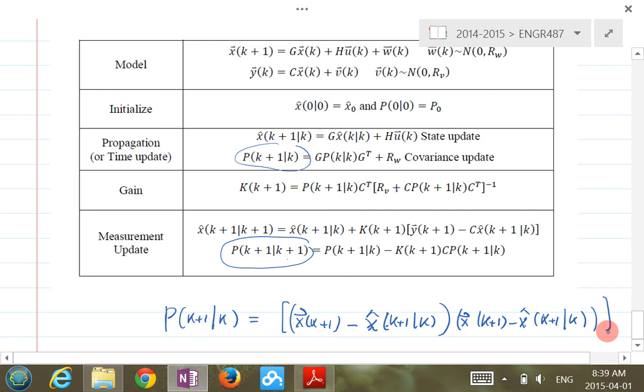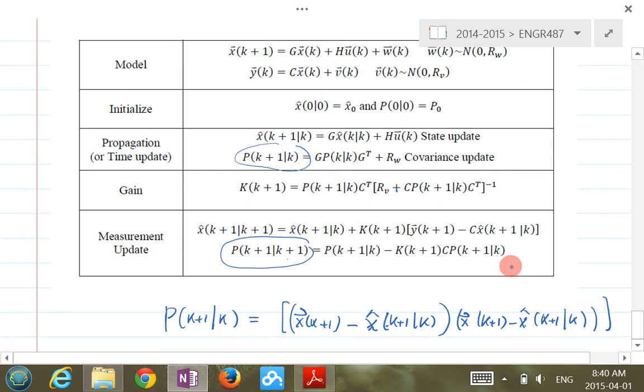So implementation-wise, all you need to do is implement this 5 lines of code here, and then you will have the Kalman filter gain, the Kalman filter for the system.